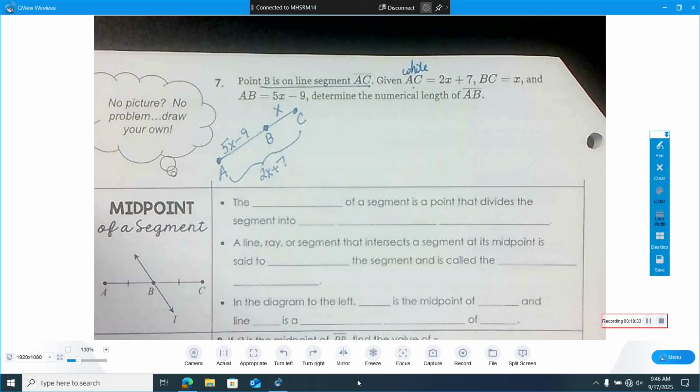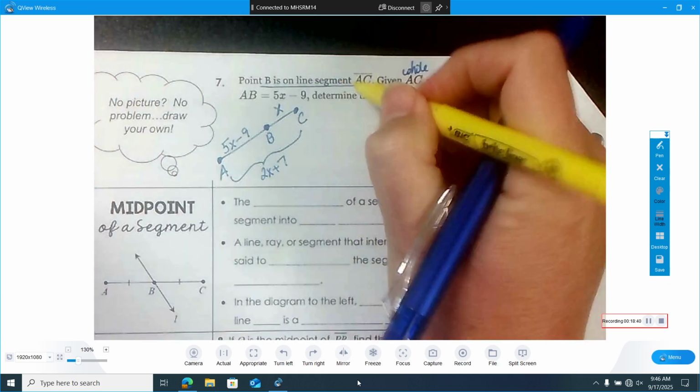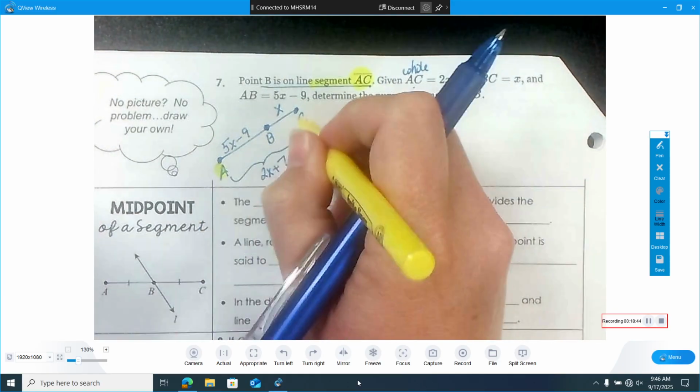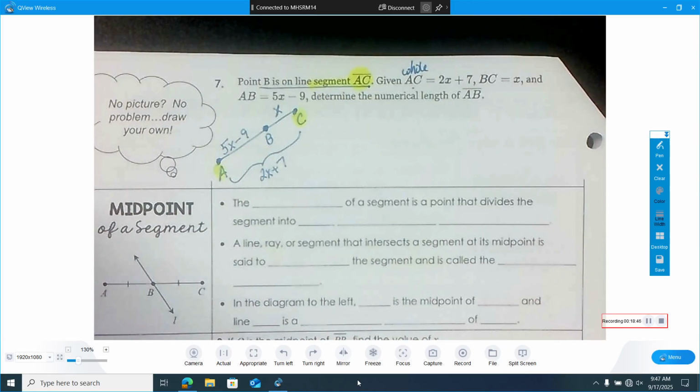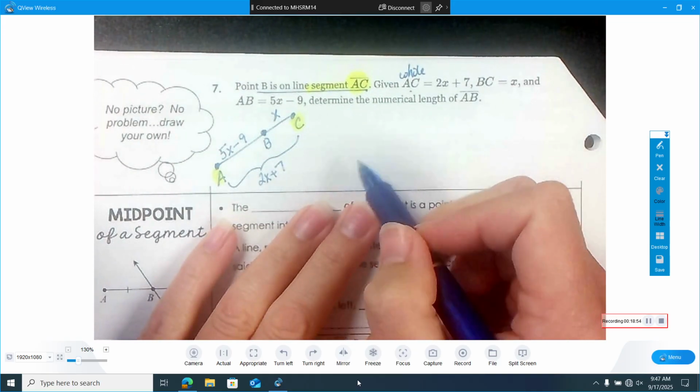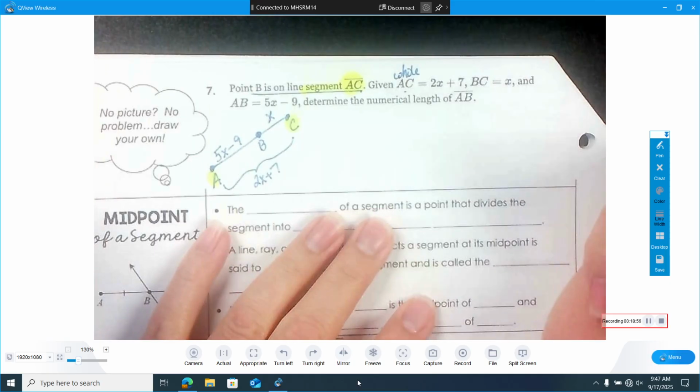Do you think you can draw your own picture? Yeah, it's pretty easy, right? So the important part here is that we have a line segment AC, and we want to make sure that our A and C are the end points of that segment. That's the real part that matters. All right, so we want to set it up. What's our setup for this question?